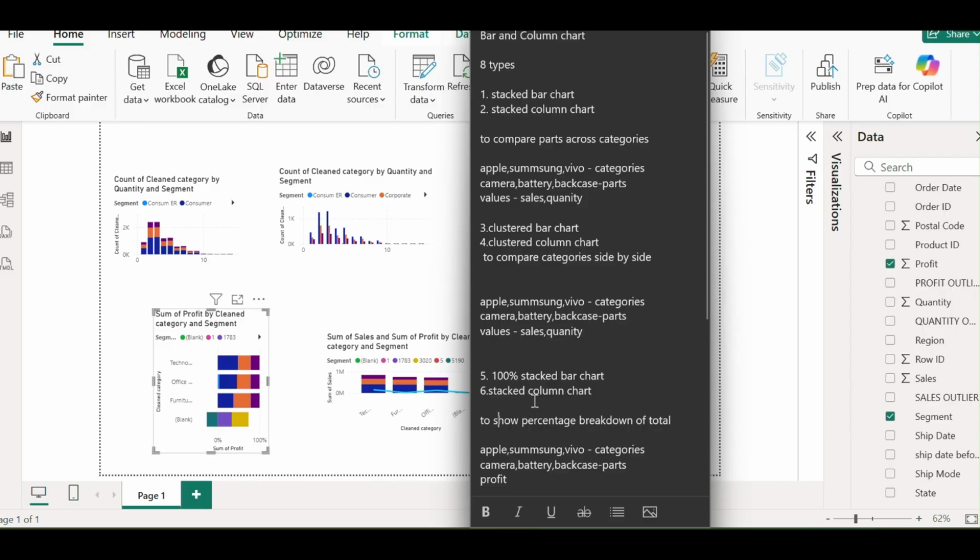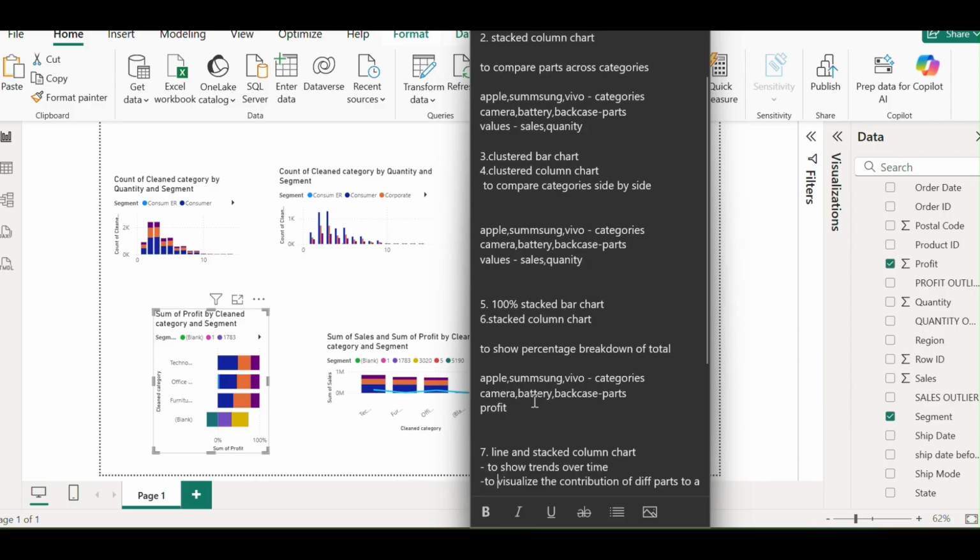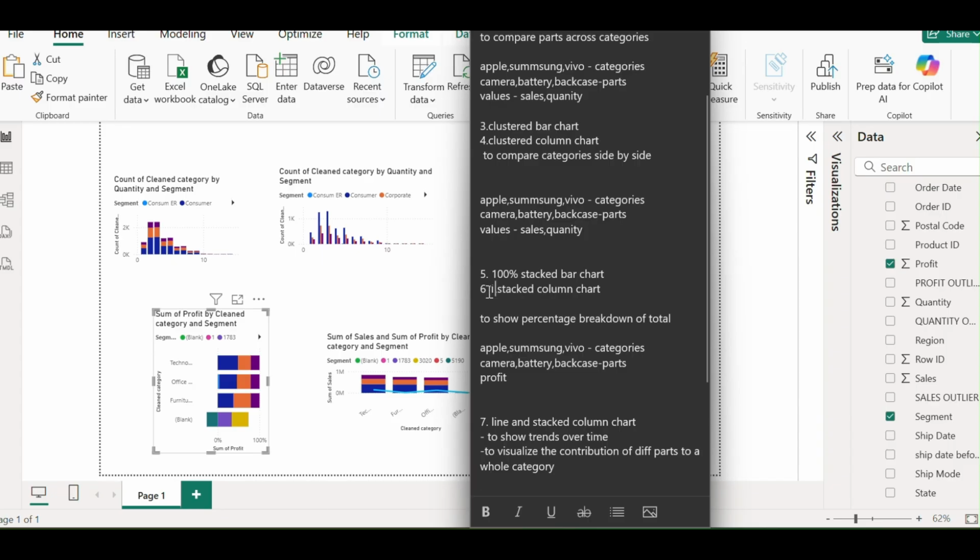Then the 100% stacked bar chart and 100% stacked column chart, which mean to show the percentage breakdown of the total. Okay, these are the categories. We just show the breakdown of the total. See, sum of profit, giving category divided by segment. In the axis we are giving this one.